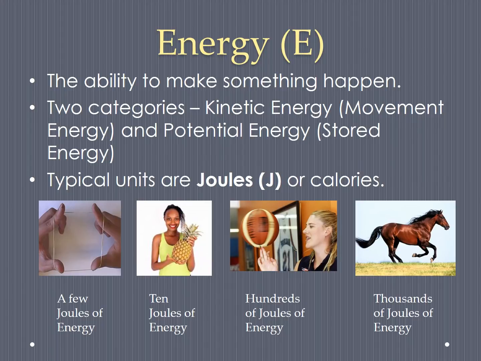Now, the last two pictures, a spinning basketball and an adorable little horsey, or actually that's a big horsey, running around, they both have kinetic energy because that's energy in motion or movement energy. The spinning basketball on that girl's finger has maybe a couple hundred joules of energy, and that running horse has thousands of joules of energy.